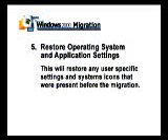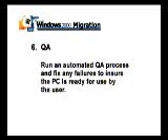The fifth phase is to restore operating system and application settings. This step will restore any user-specific settings and system icons that were present before the migration. The final and most important phase is the QA phase. During this step, you will run an automated QA process and fix any failures to ensure the PC is ready for use by the user.